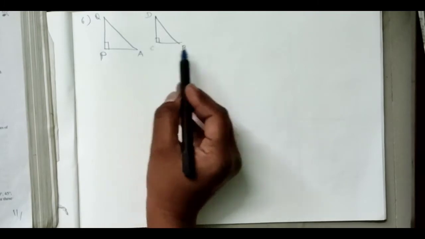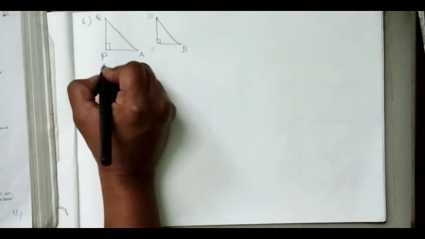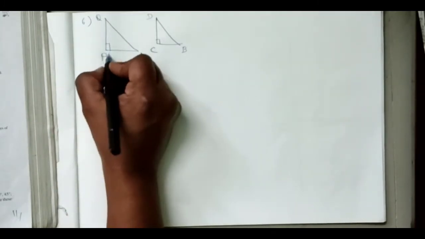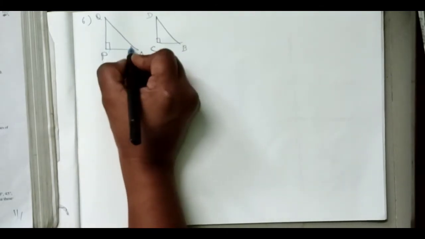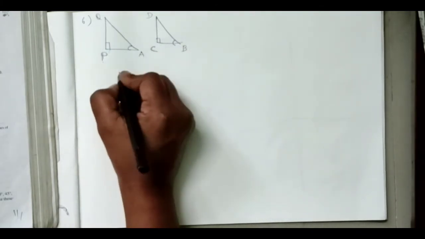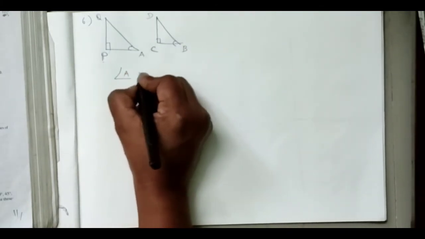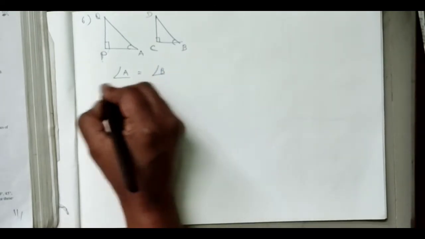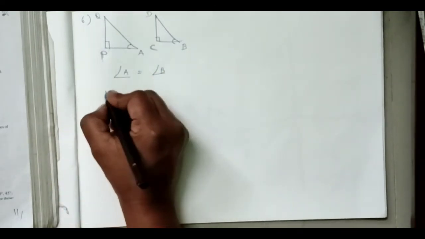QPA and DCB are two triangles. P and C are going to be right angles. Now we are to prove that this angle is equal to this, so angle A is equal to angle B. That should be proved.